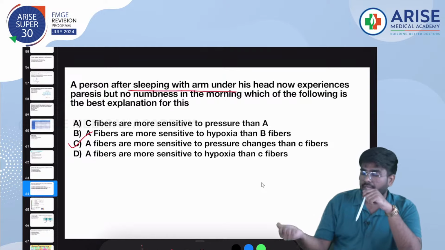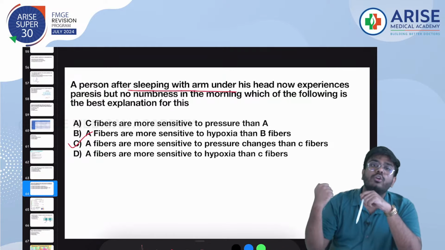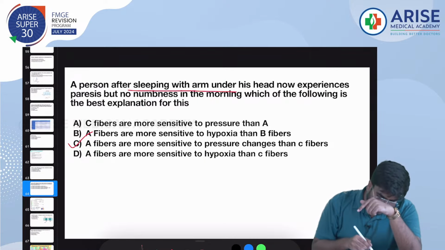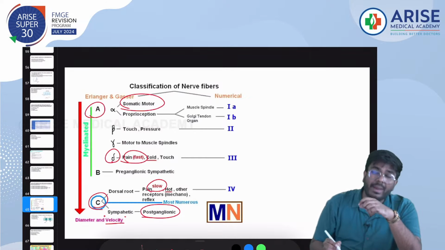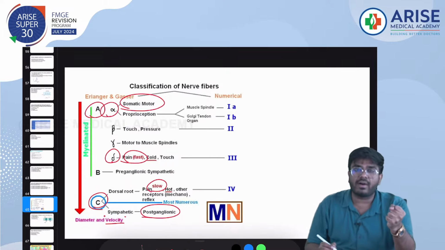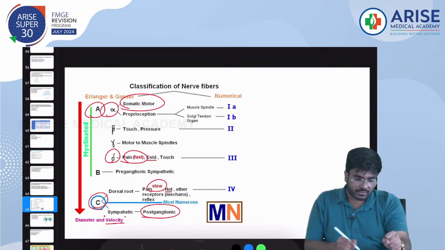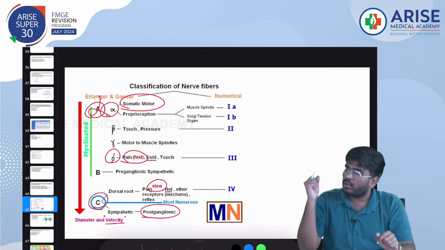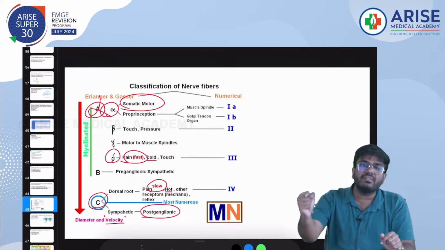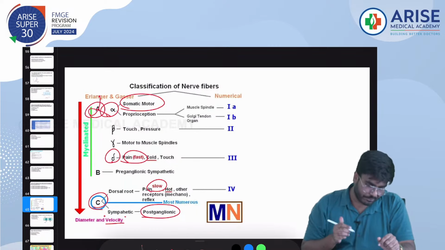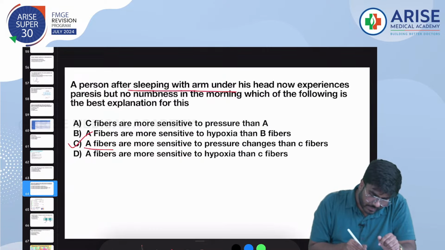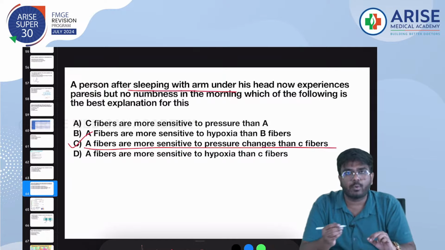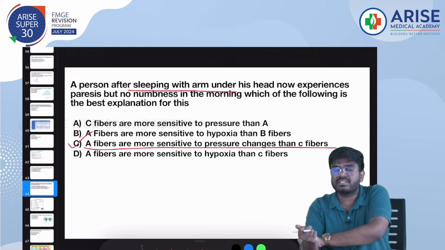That's why in the morning it will be difficult for you to use your hand, because for muscle contraction, somatic motor neurons are alpha fibers. Alpha fibers are the motor neurons. So with the pressure, A fiber will be affected, so it will be difficult. Paralysis will be there. It will be difficult for you to use your arm. The answer is: A fibers are more sensitive to pressure than C fibers. That's why in the morning, because of the damage to the A fibers, it is hard for you to use the arm.